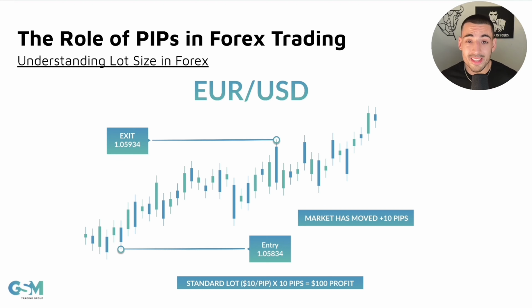But conversely, let's say you bought Euro USD and it ended up falling another 10 pips. This means that you would lose $100 in the market.